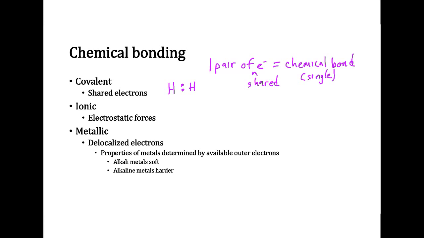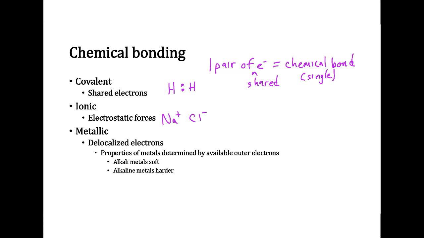But for an ionic compound, take sodium chloride: we have a sodium ion and a chloride ion. The electrons have physically been separated. Sodium gave up an electron, so it lost the electron, and chlorine gained that electron. So there's an electrostatic force, a positively charged species interacting with a negatively charged species. The electrons are not being shared there.